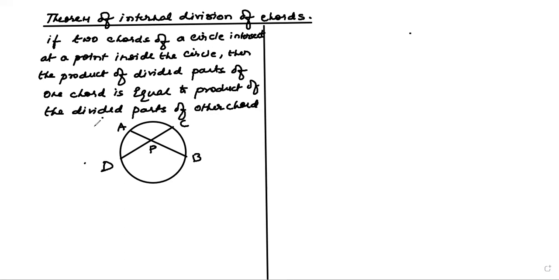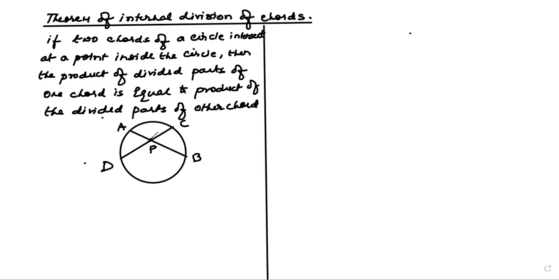Now you can see chord AB's divided parts. Because of this internal division, P is a point of internal division. It is dividing chord AB into two parts, PA and PB. What will be the product of these parts? PA into PB. P is dividing chord CD into two parts. Which are the two parts? PC and PD. What will be the product of these parts? PC into PD. Now, the product of the divided parts of one chord, PA into PB, is equal to PC into PD. This is what the theorem says.